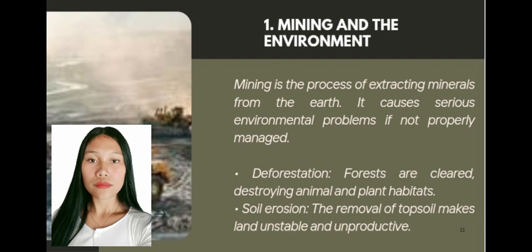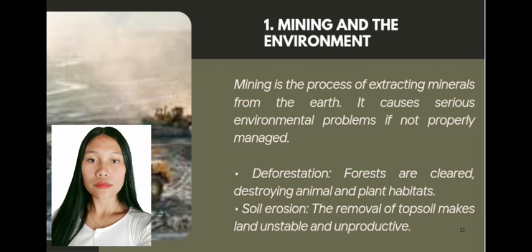Deforestation happens when forests are cleared to make way for mining operations. This destroys the natural homes of many animals and plants, which leads to loss of our biodiversity. The second one is soil erosion.